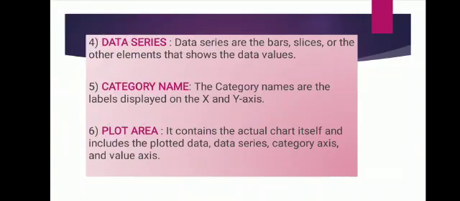Now next is data series. Data series are the bars, slices or other elements that show the data values. In the diagram I showed previously, I had used a bar chart. So it can be a bar chart, pie chart slices or other elements that show the data values. They are data series. Next is category name. The category names are the labels displayed on the x and y axis. The names we have given to the x axis and y axis are their category names.